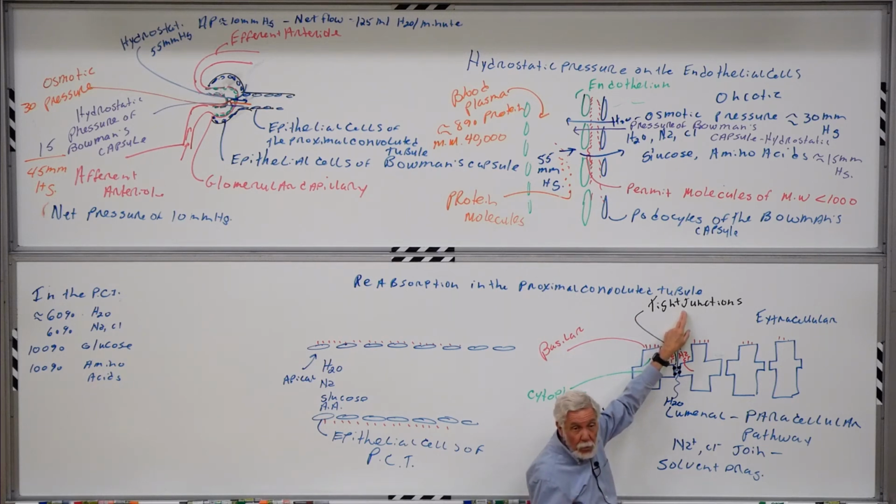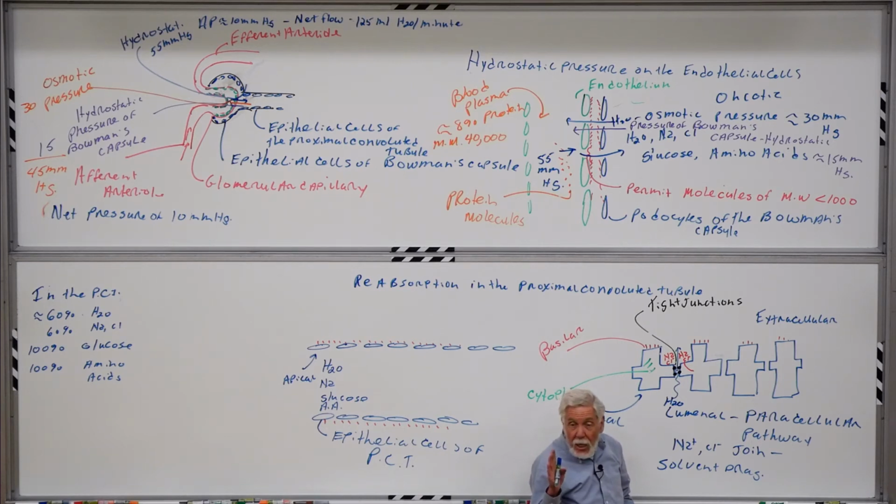That's the paracellular route. Having said that, not all of the sodium, and particularly not any of the glucose or amino acids, move in this paracellular route. We're going to see the glucose and amino acids are going to move in a so-called transcellular route. So any questions up to here?